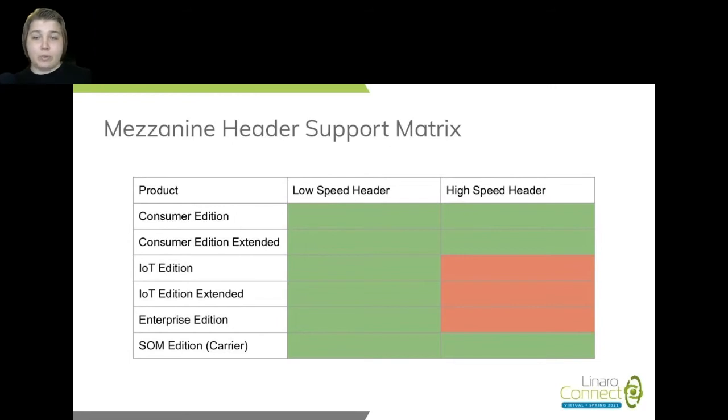You will have support for the high-speed header on the Consumer Edition extended, as well as on the System on Module carrier. You don't have support for the high-speed header on the Enterprise Edition, as those high-speed interfaces are available through other more common interfaces, like connectors. It's essentially more like a PC-like board. For example, you have PCIe, thus you don't really need the high-speed connector. Next slide, please.